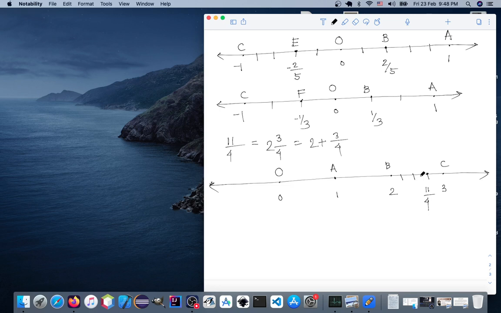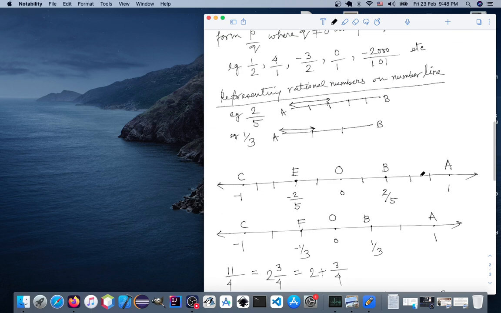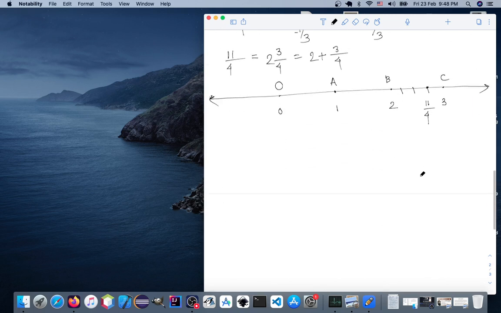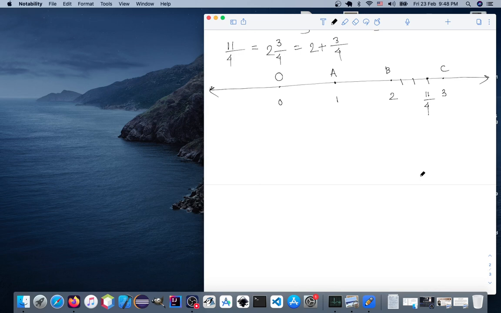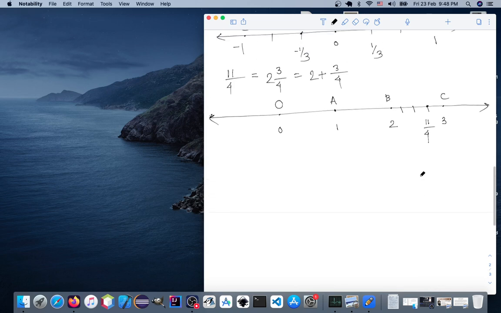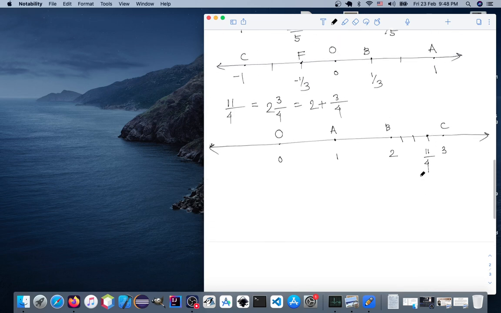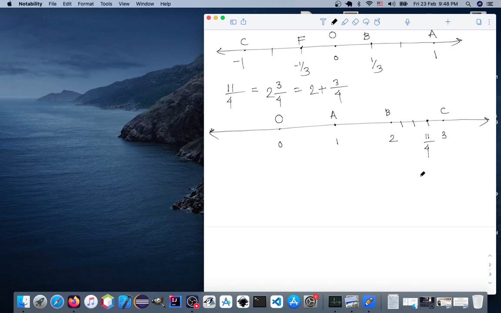Now, this is rational numbers. You might have understood, or you should realize that between any two given points on the number line, there are infinite number of rational numbers. Infinite number of rational numbers.